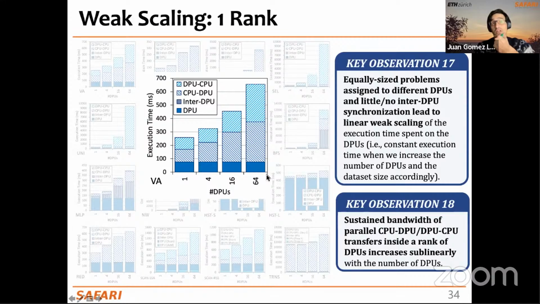And the reason for that is that the bandwidth between CPU and DPU and between DPU and CPU doesn't scale linearly. It increases with the number of DPUs, but it increases sublinearly. And that's what we observe in the plot here, which is not bad in reality. So if we look at, for example, this CPU-DPU time for a single DPU and this CPU-DPU time for 4 DPUs, they are very, very similar, even though in this case we are transferring 4 times more data from the CPU to the DPUs.